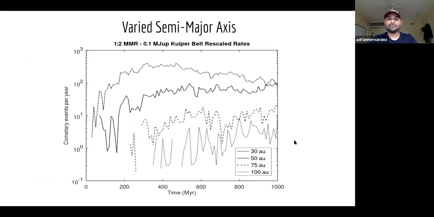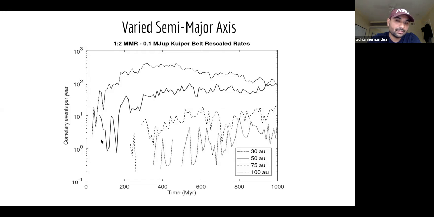Something else that I did here was I varied the semi-major axis of the planet. So this top one at 30 AU is what we've been looking at on the previous screens, but then I moved it out to 50 AU, 75 AU, and 100 AU, and you see there's a clear trend for the number of cometary events per year to decrease as you increase the semi-major axis of the planet. But also you see that there's a trend in the delay of production of comets.